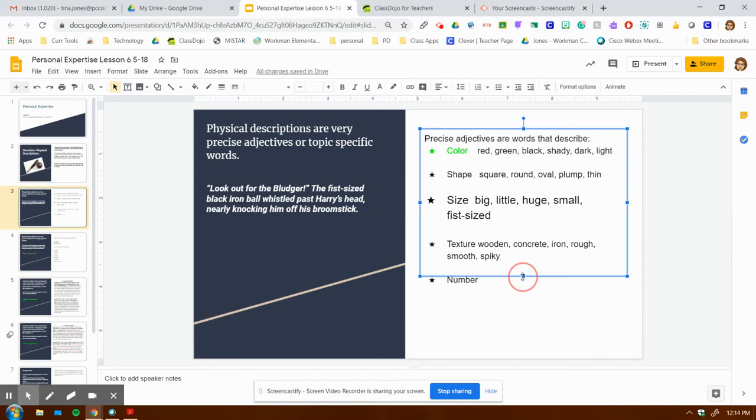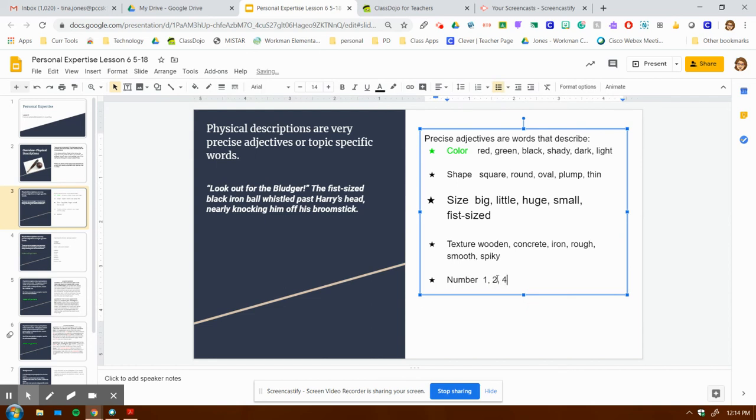And then finally, we have number. That one's fairly obvious. You can have numbers like 1, 2, 3, or 4 in that case. You could also have big numbers like million that you write out in words, or dozens. And that again is to help people visualize how many things you're talking about. If you don't specify a number, people are always going to assume that it's just one.